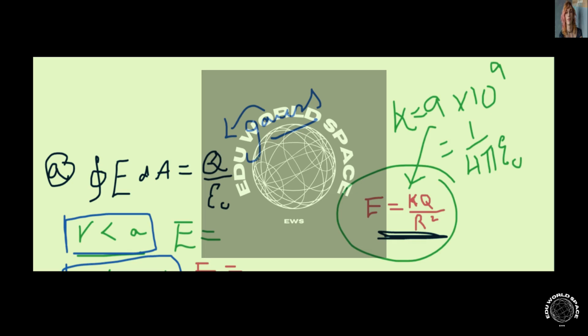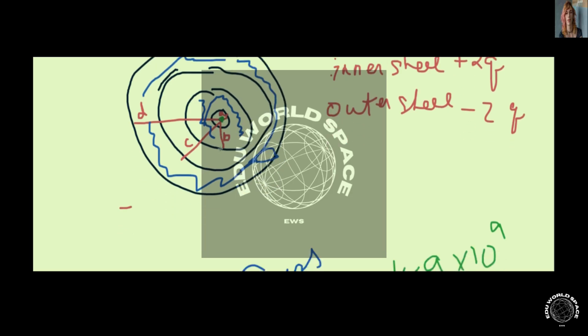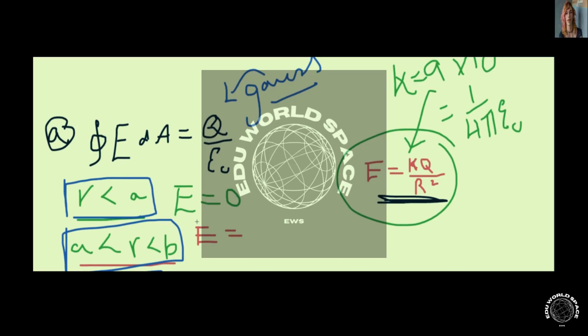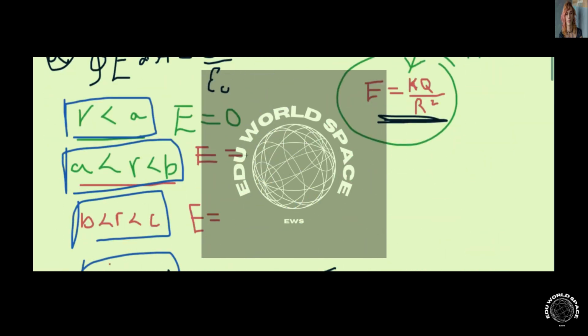All right, so first region, radius less than A. We are right here in this little green dot. We have no charge there. With no charge, Q is 0, so E must be 0. Okay, A less than R less than B. We're in this inner shell, our smaller shell. This is a conductor. One of the properties is that E equals 0 inside of a conductor, so E must equal 0.